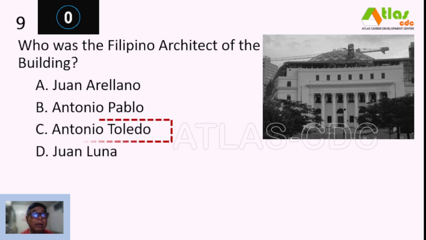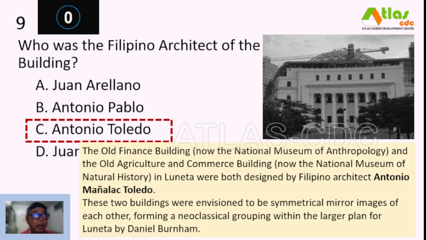And our correct answer is letter C, Antonio Toledo. So the old Finance Building, now the National Museum of Anthropology, and the old Agricultural and Commerce Building, this building here, now the National Museum of Natural History in Luneta, were both designed by Filipino architect Antonio Manialac Toledo. These two buildings were envisioned to be symmetrical mirror images of each other, forming a neoclassical grouping within the larger plan for Luneta by Daniel Burnham.